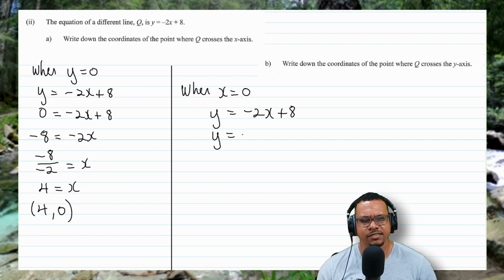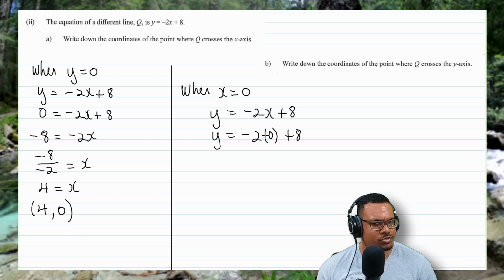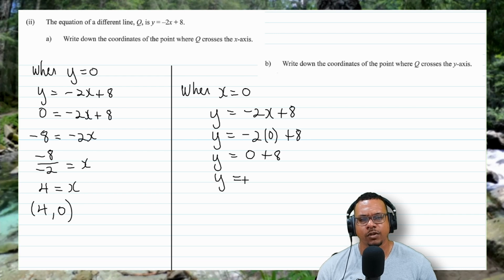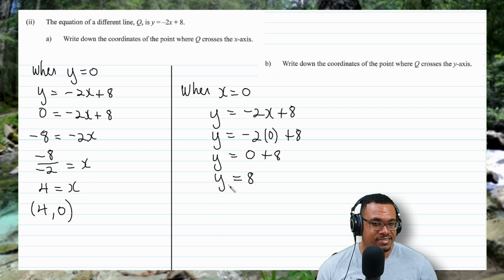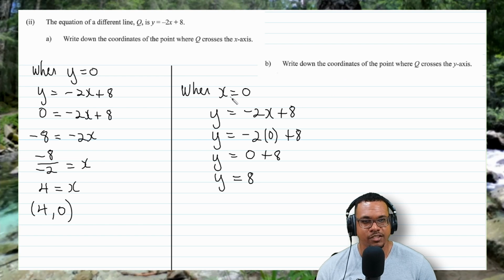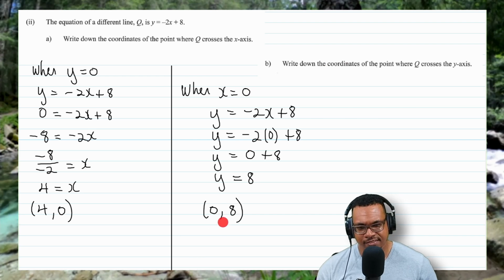So y is equal to negative 2 times 0 plus 8. Anything times 0 is 0. So you're going to get y is equal to 0 plus 8. So y is equal to 8. So my y-intercept is equal to 8. But they want the coordinates. So that's when x is 0, y is 8. So my coordinates would be 0 on the x, 8 on the y. And this is my answer.